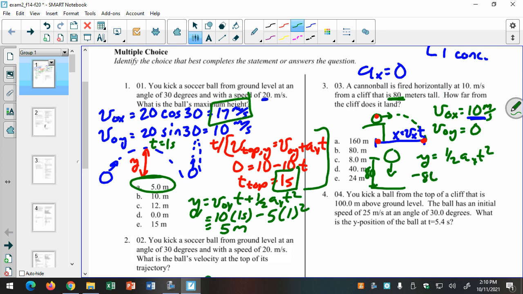That's negative 80 equals negative 5t squared. What's that? My brain's not working today. Oh yeah, so t is equal to 4 seconds. Once you get t equal to 4 seconds, I can put it in right here. 4 times v0x, 4 times 10 is 40 meters. So D is the right answer.